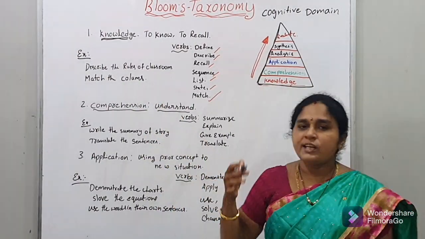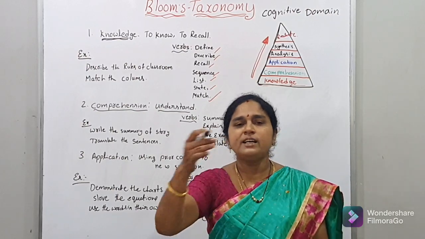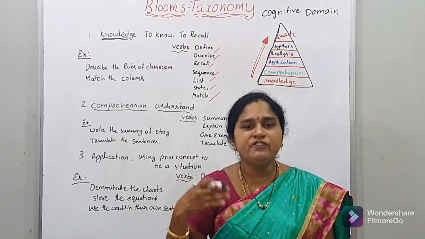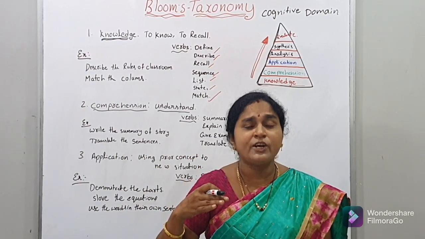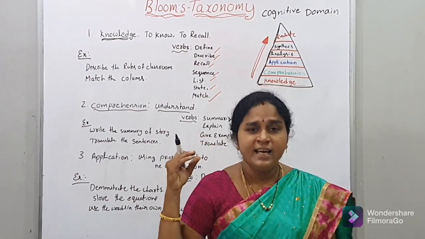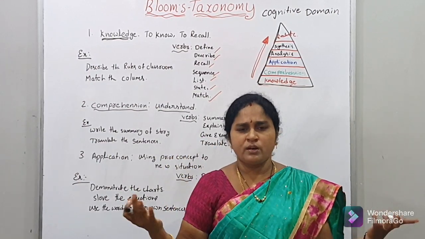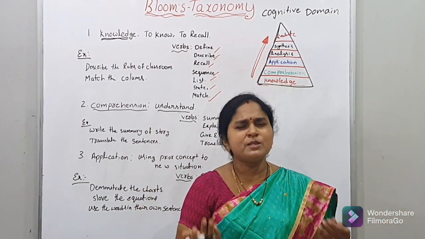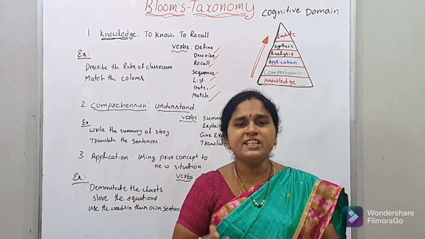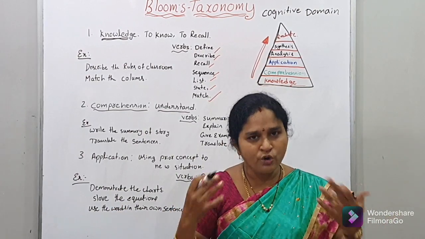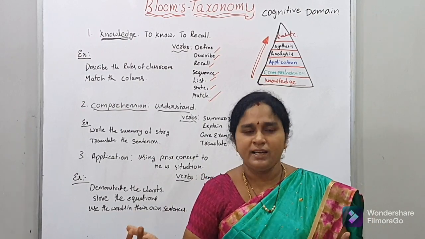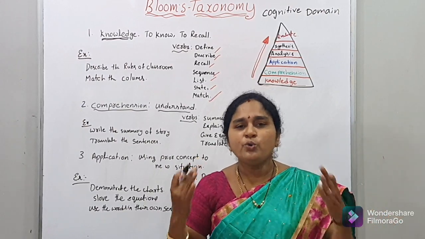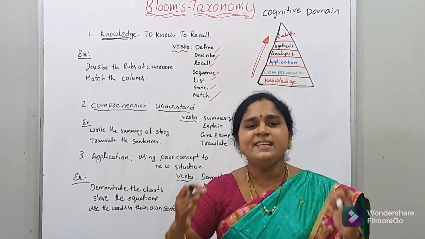And also match the columns. After one topic is finished, at that time we ask questions. That is the first level, the knowledge level. We ask questions like describe the rules of the classroom, and also match the columns. Match the columns means we do such things very quickly. Why? Because we know, to know and to recall. That's all. We can quickly and easily identify thinking skills.